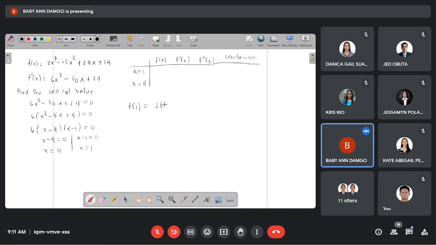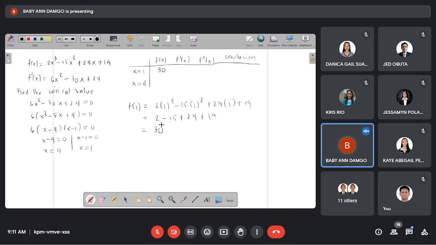So this is 2 times 1 cubed minus 15 times 1 squared plus 24 times 1 plus 19. So this is 2 minus 15 plus 24 plus 19. So this is negative 15 plus 19, so we have 4, 28. Okay. So this is 30.